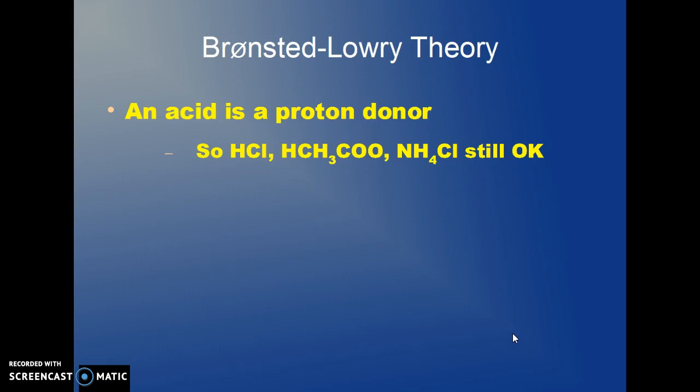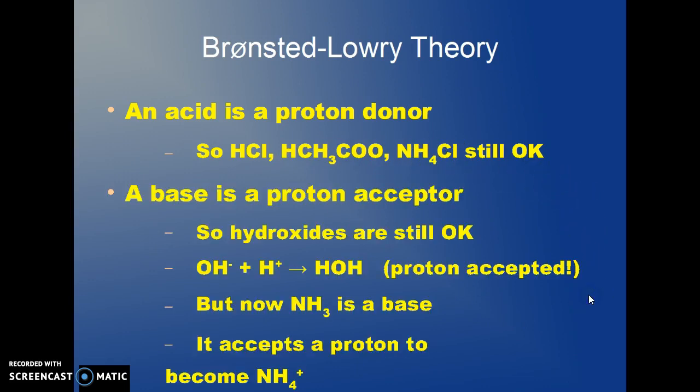They define acids as proton donors. So hydrochloric acid, acetic acid, ammonium chloride are still fine as acids. They define bases as proton acceptors. Well, hydroxide does accept a proton, becoming water. But now, ammonia, the gas, is a base because it can accept a proton to become NH4 plus, the ammonium ion. So now we've expanded our definition of bases using Bronsted and Lowry's definition.